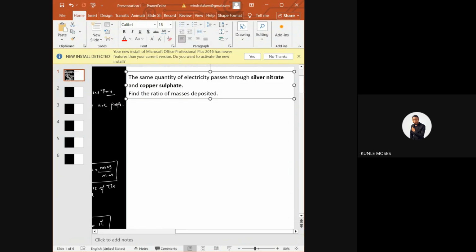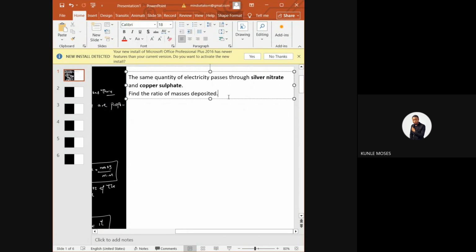They said the same quantity of electricity passes through silver nitrate. The same quantity, so this is referring to the second law. They said it passes through silver nitrate and copper, so find the ratio of masses deposited. Very simple. And they give us the atomic masses.